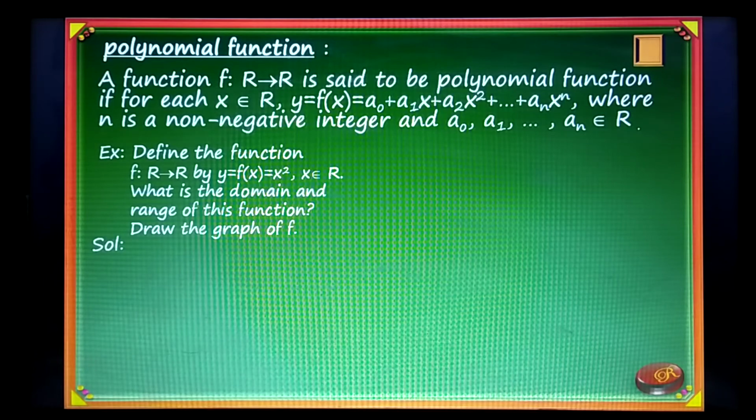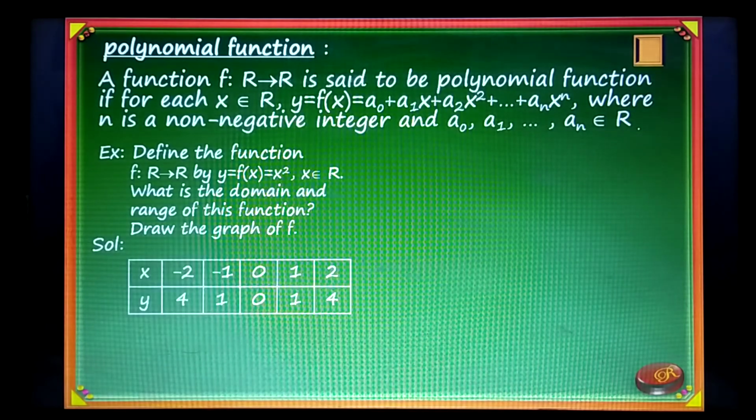When x = -2, y = 4. When x = -1, y = 1. When x = 0, y = 0. When x = 1, y = 1. When x = 2, y = 4. When x = 1/2, y = 1/4. When x = -1/2, y = 1/4.